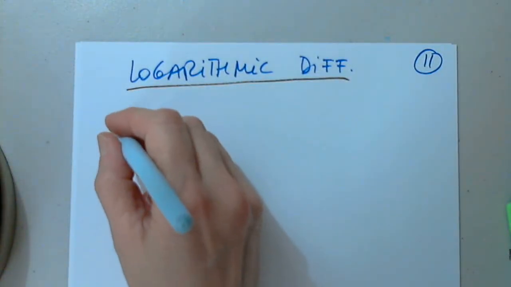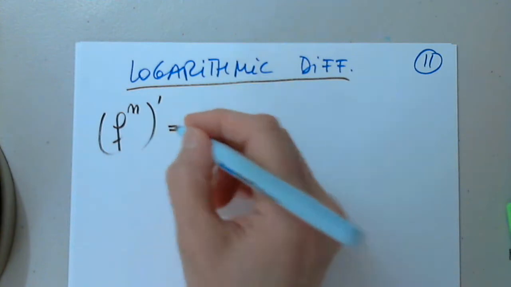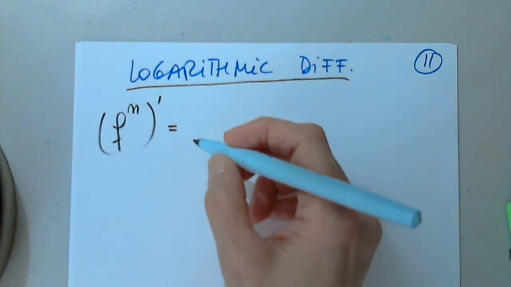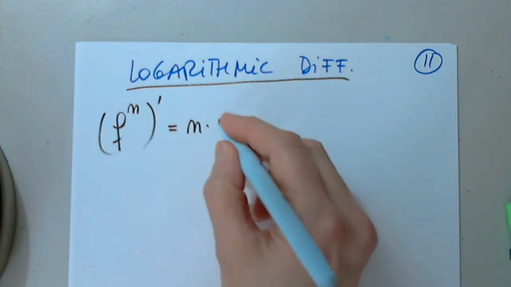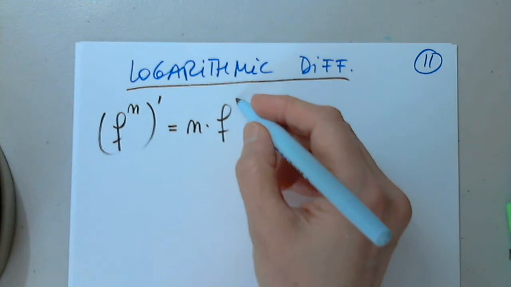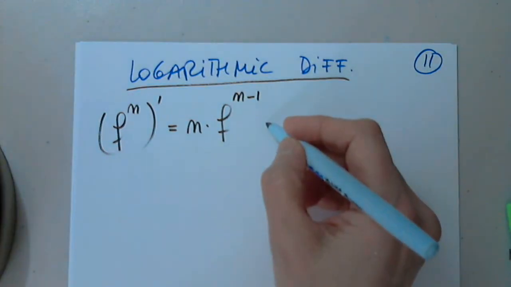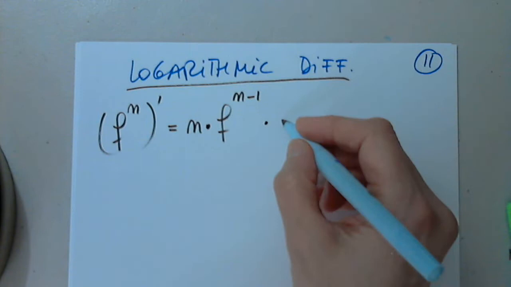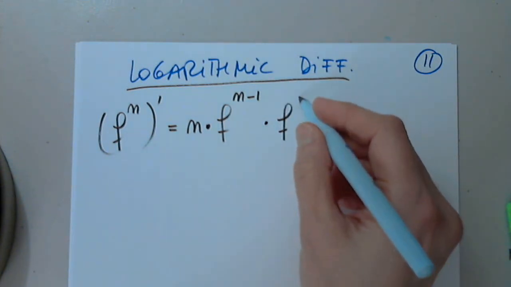How do we differentiate a function to a power again? Can anyone give us the formula? M times f, and then m minus 1, times f. I'm blanking, sorry. Always remember times f prime.